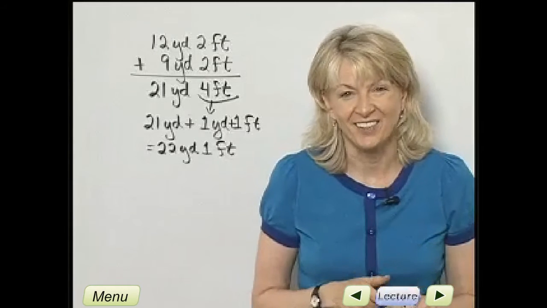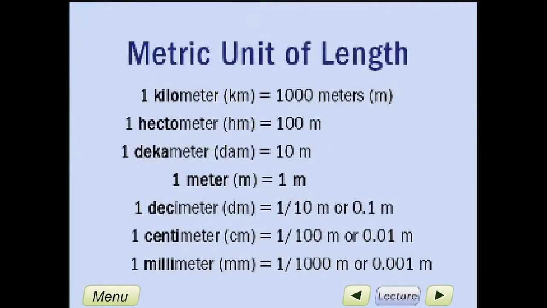So let's look at the following. This is dealing with length. 1 kilometer equals 1,000 meters. 1 hectometer, there's the abbreviation, equals 100 meters. 1 decameter equals 10 meters. And of course, a meter is a meter. Notice the metric system is based on our decimal system. It's based on the system of tens.